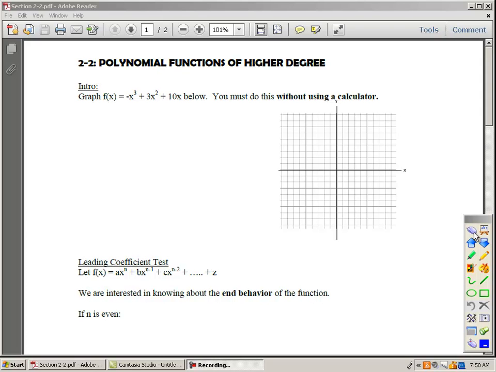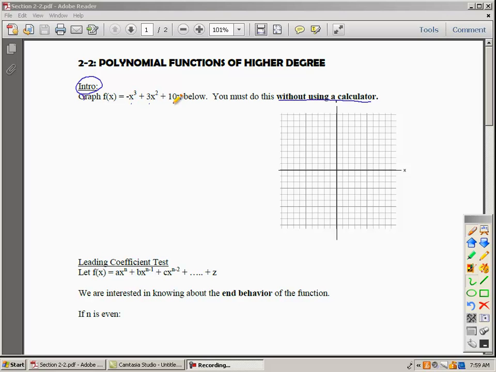Welcome to section 2.2. We're graphing polynomial functions when the degree is higher than 2. So we're not just looking at quadratics, we're looking at polynomials. This intro question I really like, more so because it's getting you to do this without the use of your calculator. And so what we're going to do is look at if we can factor this polynomial.